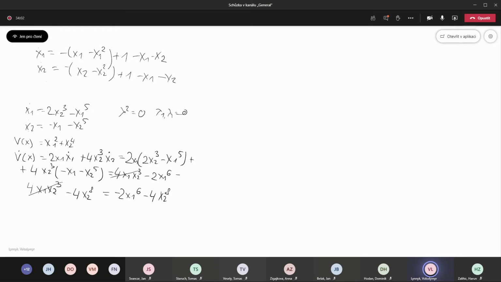And this is less than 0 for all x1, x2 not equal to 0, and therefore the system is globally asymptotically stable. Any question? Okay.